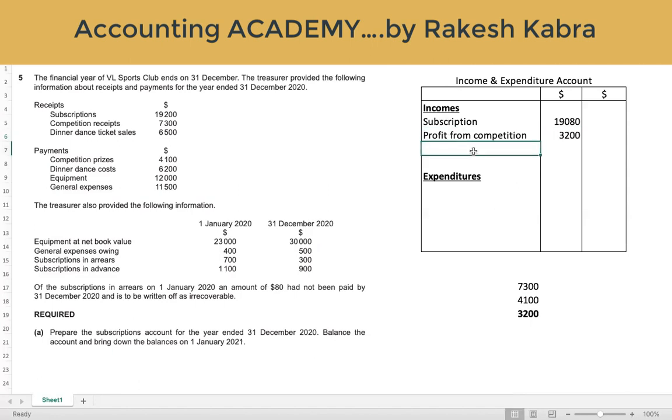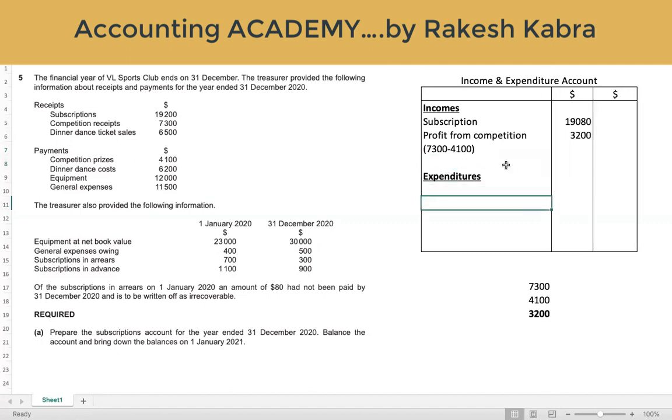The profit from competition, how did I get that? Receipts are this much and competition prizes are 4,100. So if we use this method, we also have to write the working. Otherwise, we won't get the marks. This working we have to show.